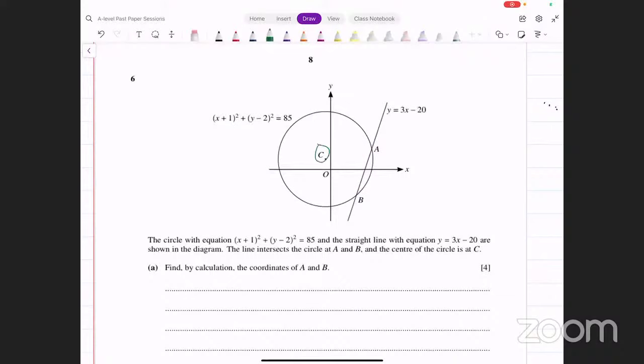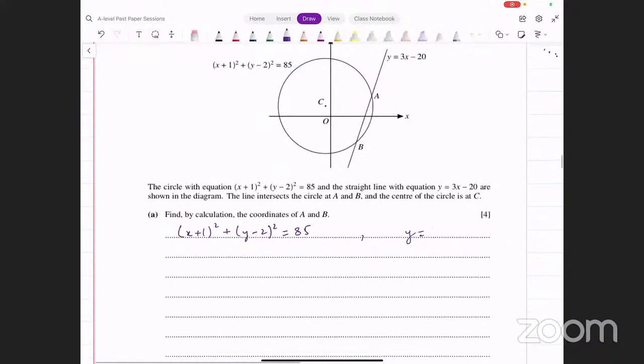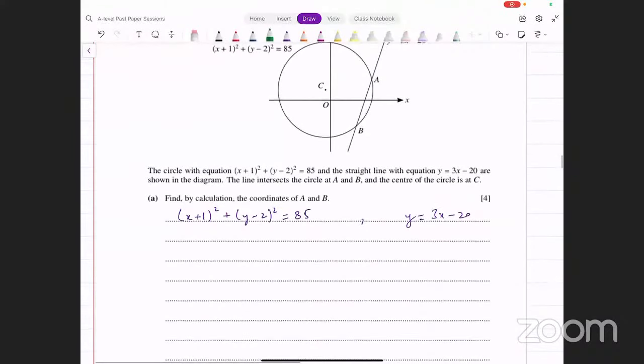सबसे पहले वो क्या कहते हैं आपसे, find the coordinates of A and B. Now what are A and B? A and B are points of intersection of the circle and the straight line. ठीक है, points of intersection कैसे find करते हैं? आप उनको simultaneously solve कर लेंगे. So that's what we do here. We've got the equation of the circle, (x plus 1) whole square plus (y minus 2) whole square equals 85, and we've got the equation of the line, that is y equals 3x minus 20. अब ये y already subject है, उसको जाके इसमें input कर दें, y की जगह पे 3x minus 20 डाल दें.